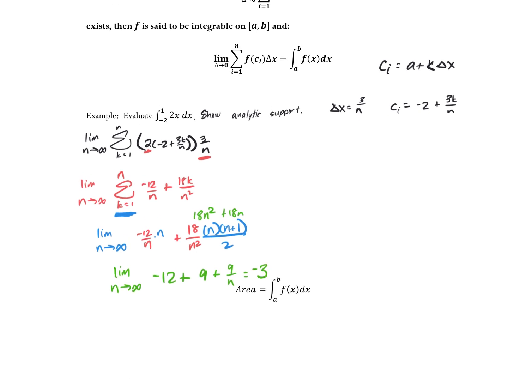Now, I said I taught you 2 ways to do this. You guys chose the harder one. What's the easier one? Let's just graph this real quick.